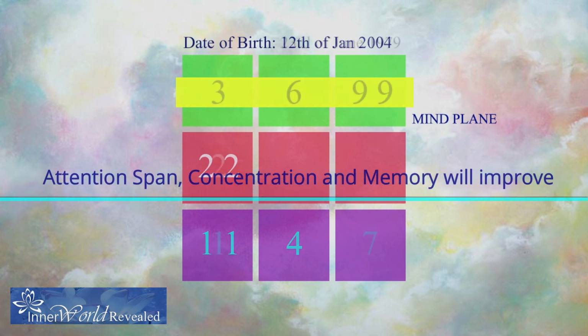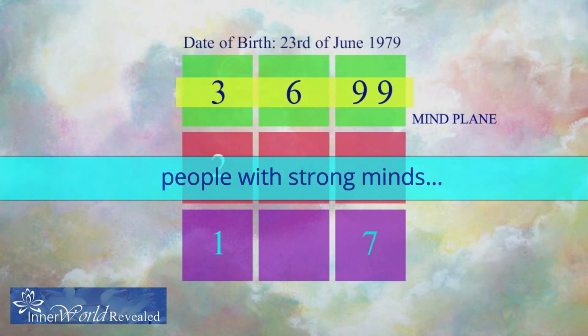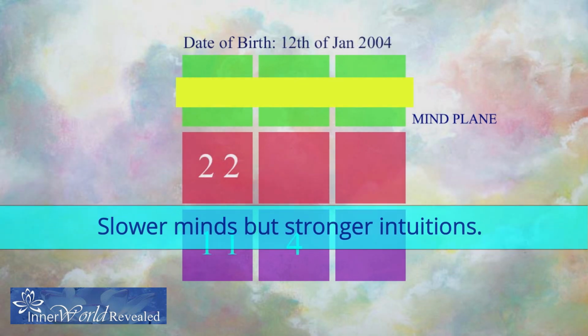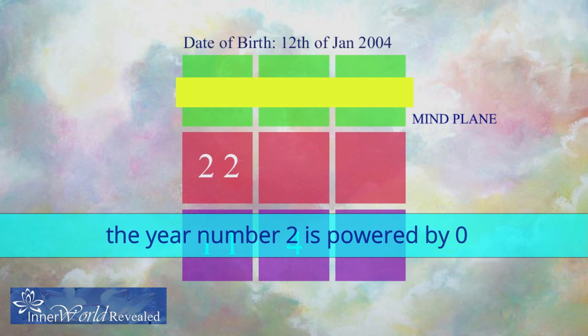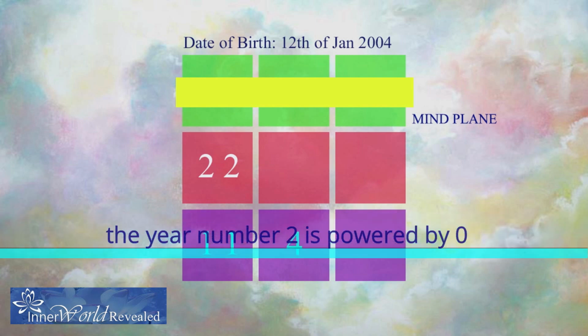You see, there are different kinds of people. Some have strong minds, others may have slow minds, but very strong intuitions. In the 21st century, what we will have for sure is a 2 in the soul plane powered by a 0, which gives more power to the soul plane. Now this brings me to the next pattern.